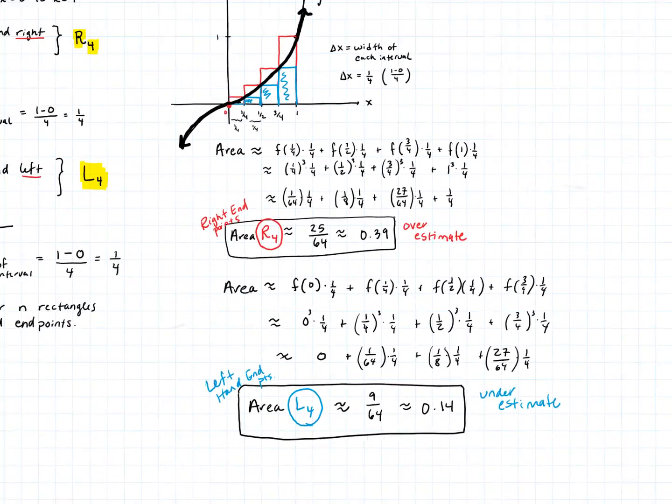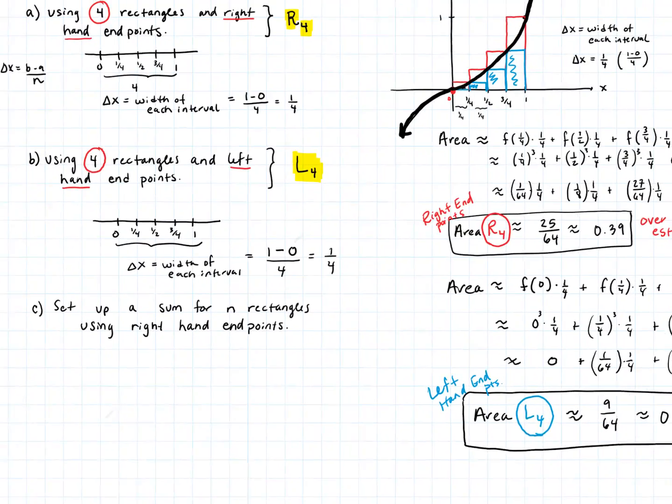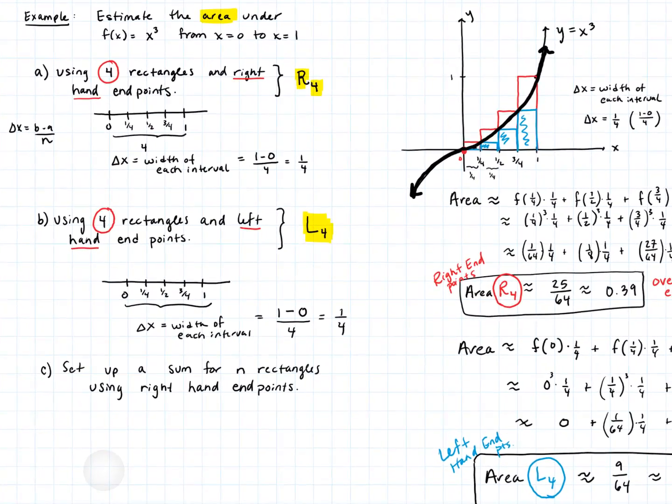I want to do one more piece on here before I end this video. I want to look at a way to just express this sum of the right-hand endpoints.